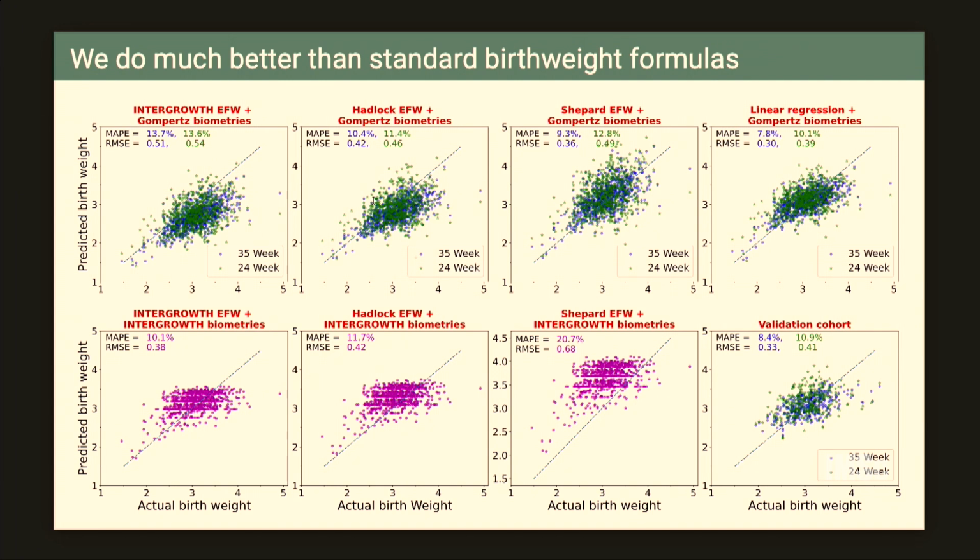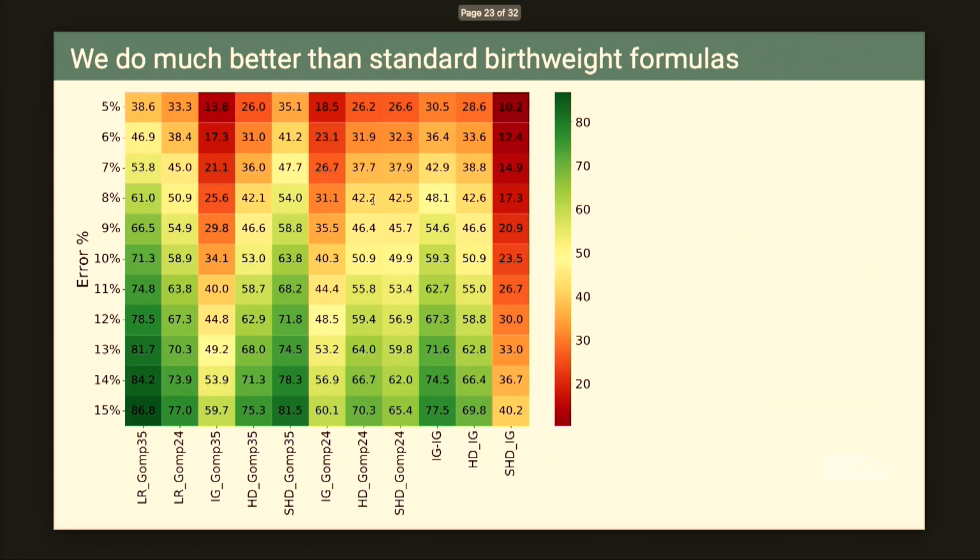Right, so this is our birth weight prediction, which is the main part of it. This is the heat map of the error percentage. Essentially, this is our thing, and 71% of our patients fall within 10% error. 61% fall within 8% error. So that's how to read this, and none of the others basically come close in terms of this.